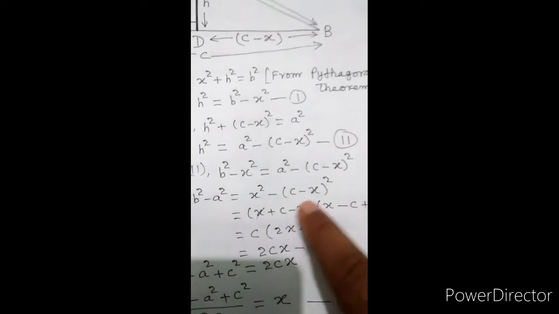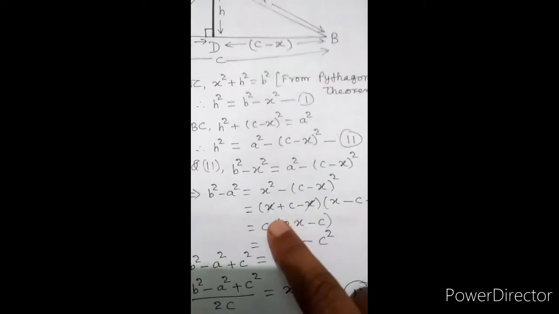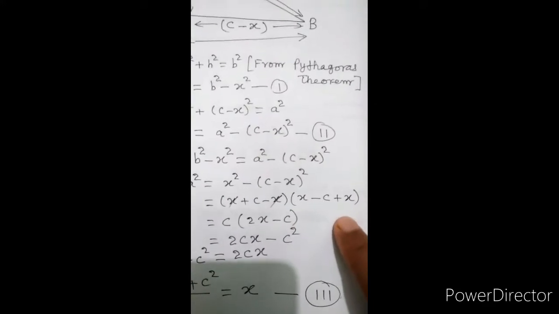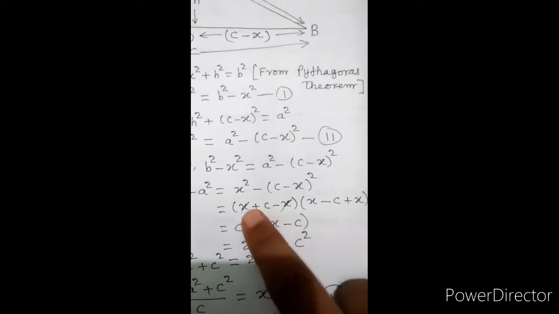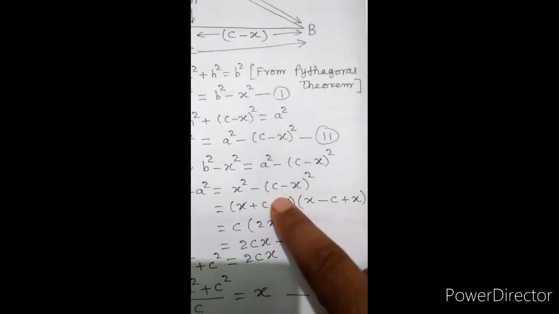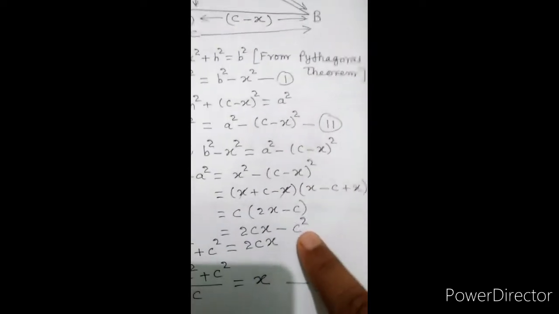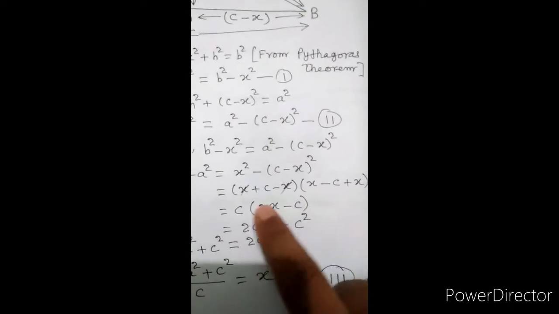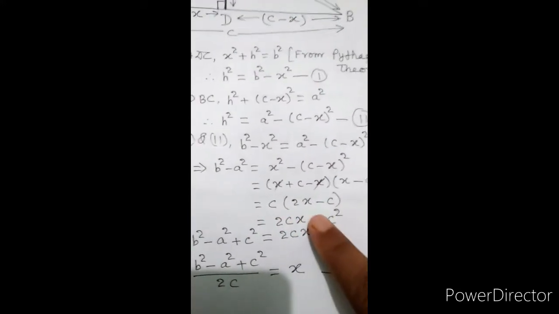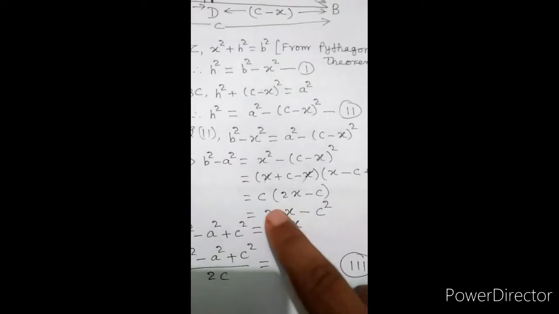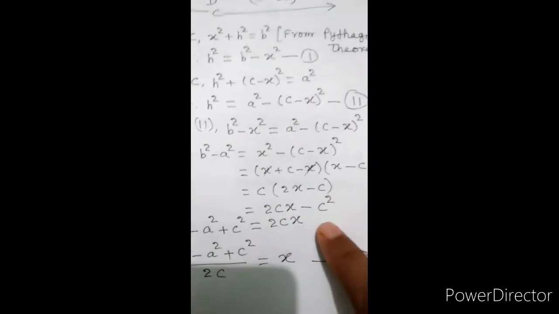Suppose this part is a and this part is b. Now we have a square minus b square. It will be (a plus b) into (a minus b). In this way, we have (x plus c minus x) into (x minus c plus x). Minus minus plus x. In this way, plus x minus x will be cancelled. Here we have 2x minus c, and c is already here, is equal to c into (2x minus c), which is 2cx minus c square.